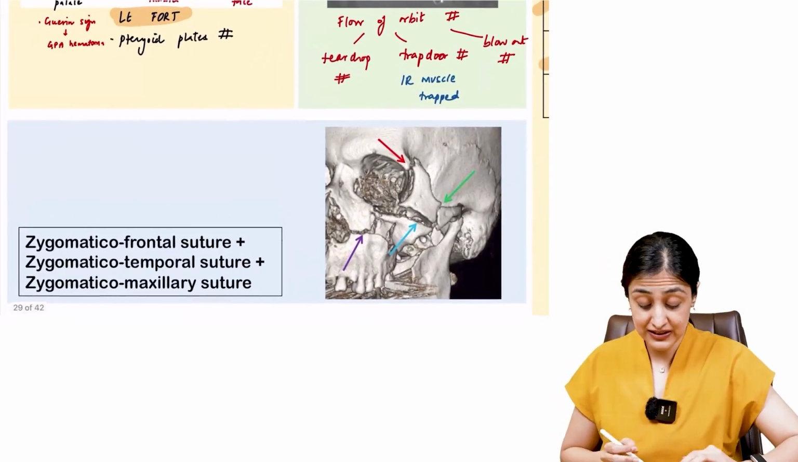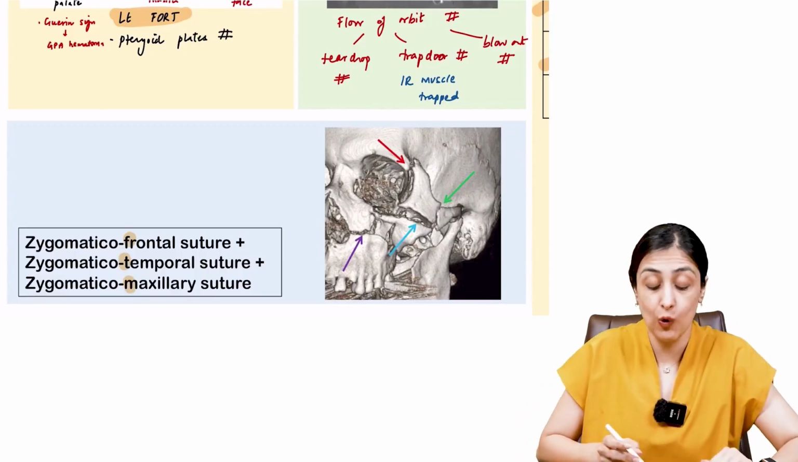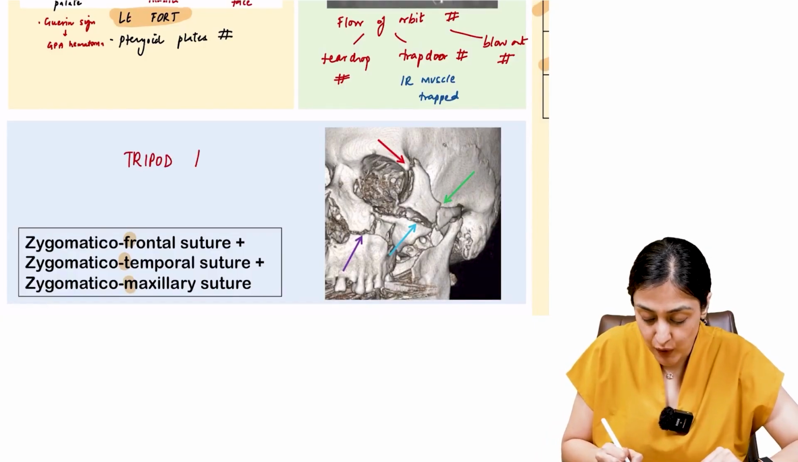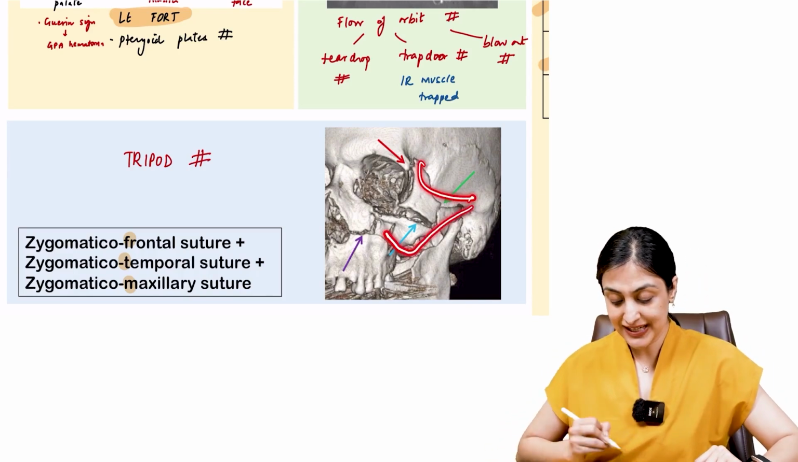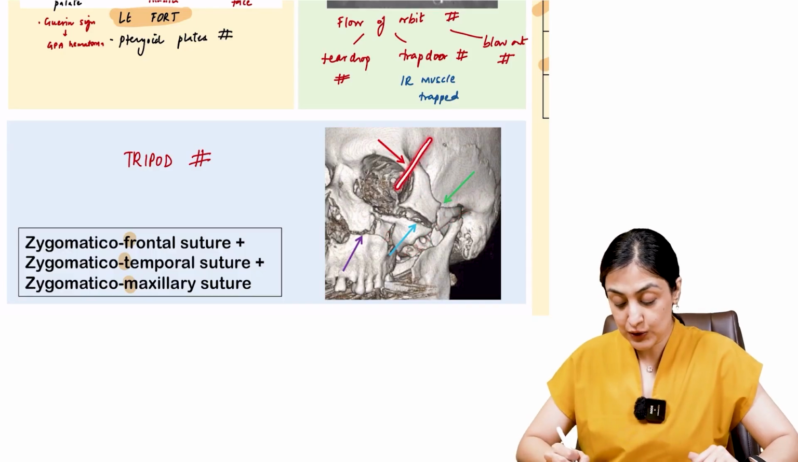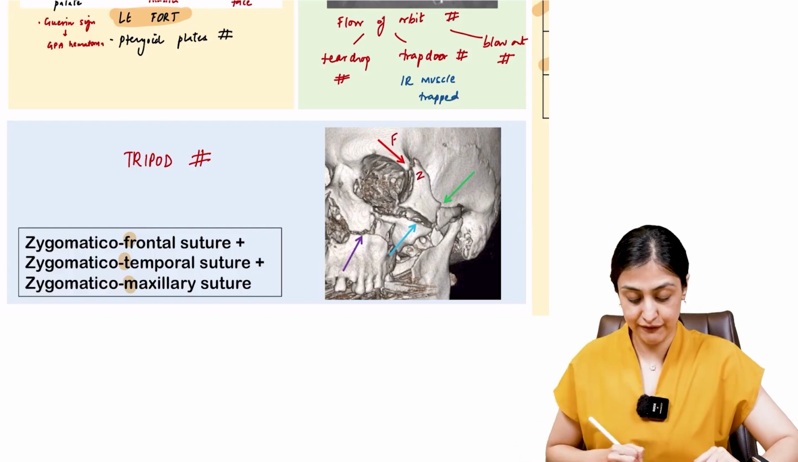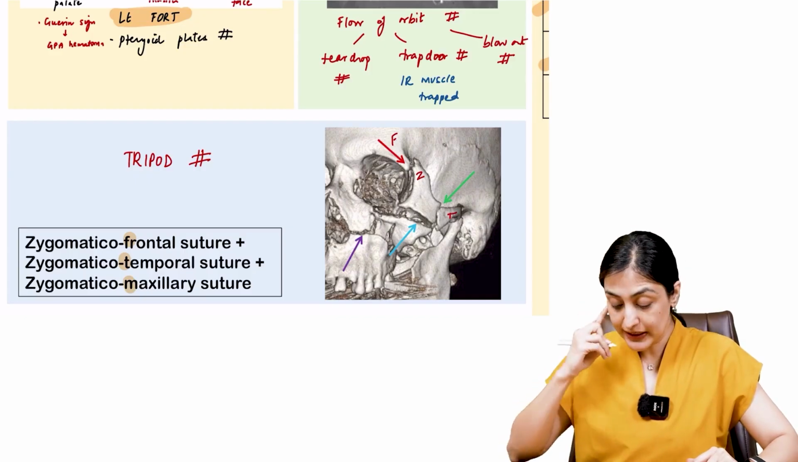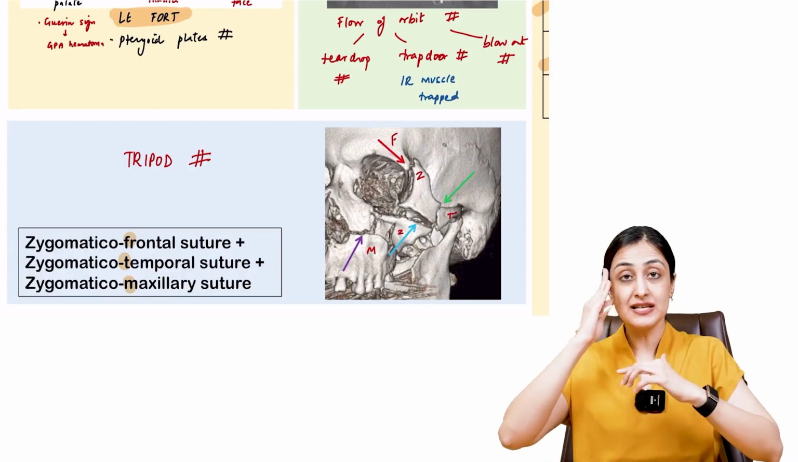This is something which I can expect because there are three things which form the tripod. So they can ask you an all-except question. So what is our tripod fracture? So this is our zygomatic bone, right? So three things: zygomaticofrontal, yeah, so I'm going to write ZF, zygomaticotemporal, and zygomaticomaxillary. So these are the three things.